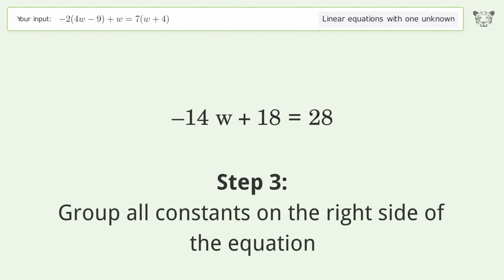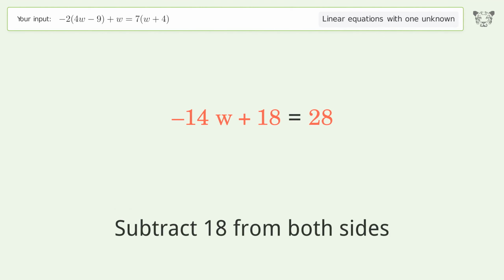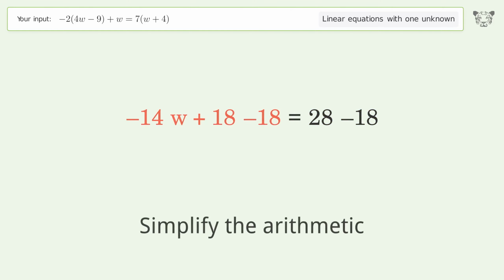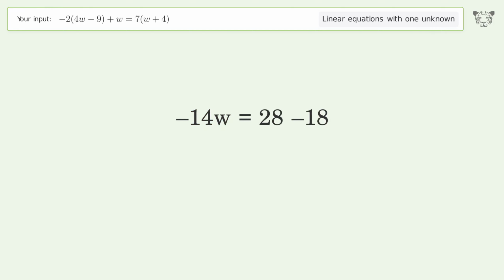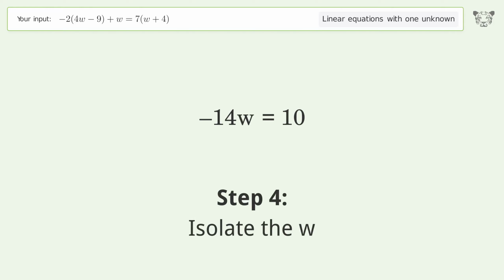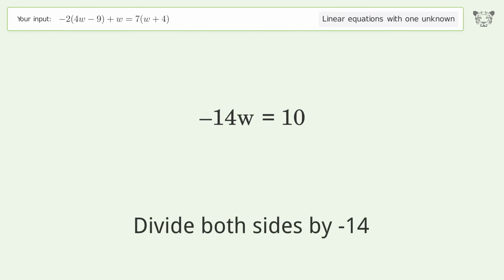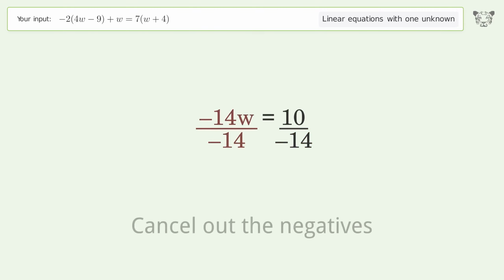Group all constants on the right side of the equation. Subtract 18 from both sides. Simplify the arithmetic. Isolate the w. Divide both sides by -14. Cancel out the negatives.